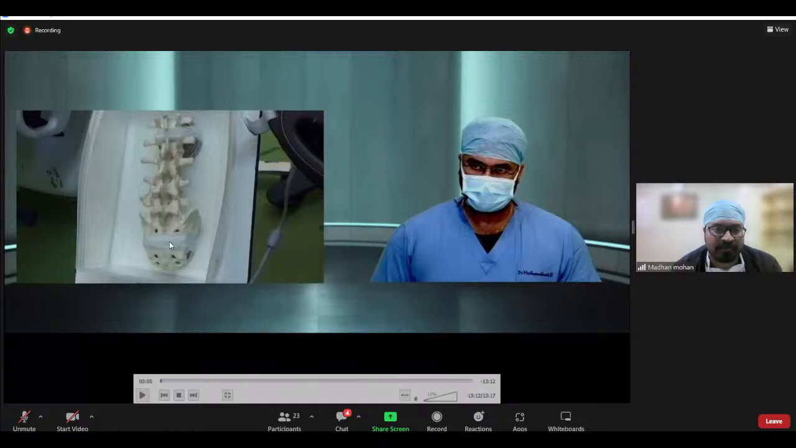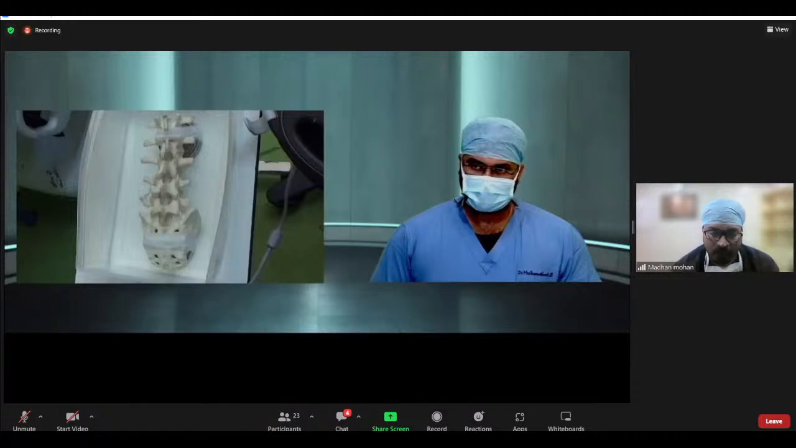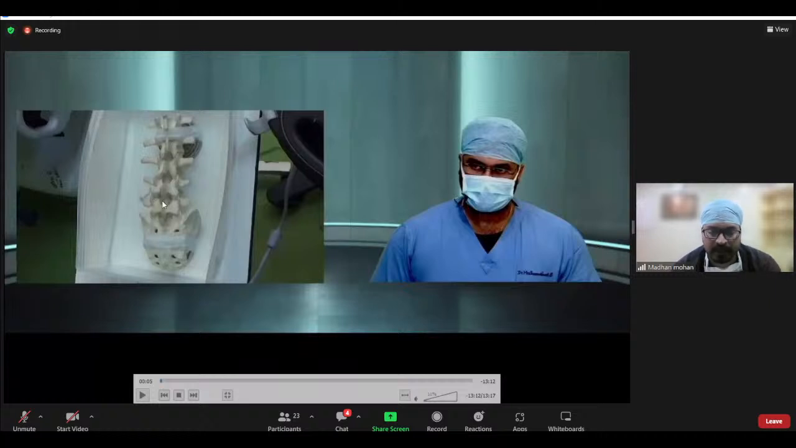So this is the spine phantom. I have kept the spine phantom inside a water tub, and water is a good medium for echoes to pass, so that we can see the structures clearly on the screen. This particular model contains the sacral vertebrae and the lumbar vertebrae L1, 2, 3, 4, and 5. This is the interspinous space, and this will be the interlaminar space. These form the articular processes, and laterally we have the transverse processes.